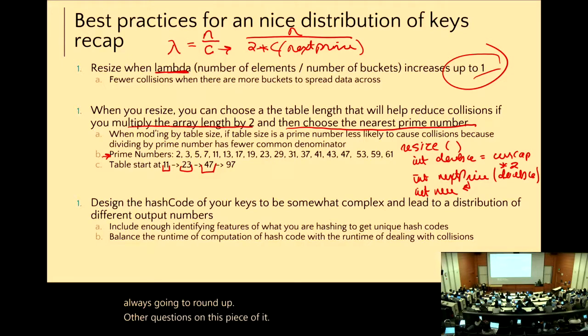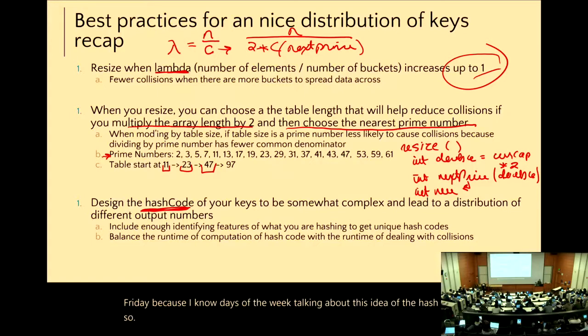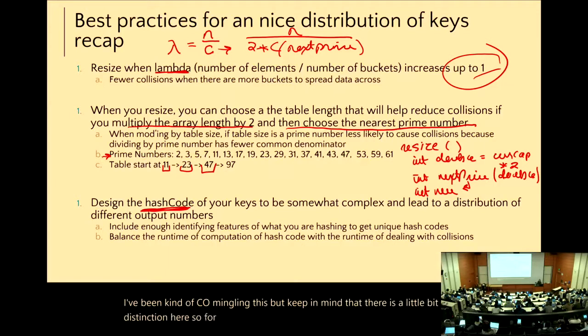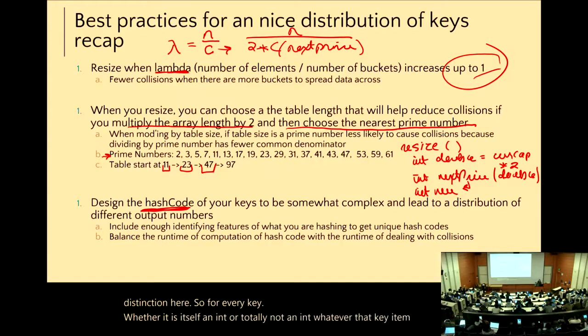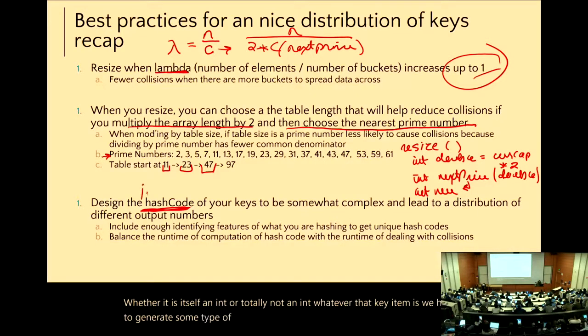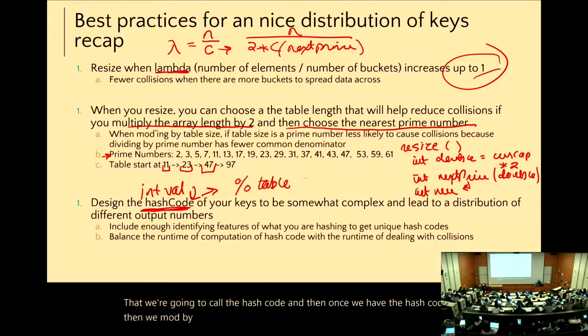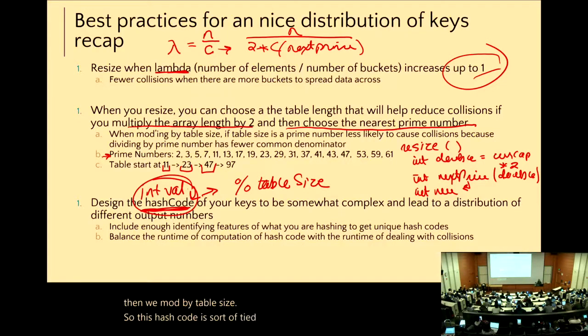Okay. And then we spent a good amount of time on Friday talking about this idea of the hash code. I've been commingling this, but keep in mind there is a little bit of a distinction here. For every key, whether it is itself an int or totally not an int, we have to generate some type of int value that we're going to call the hash code. And then once we have the hash code, we mod by table size.